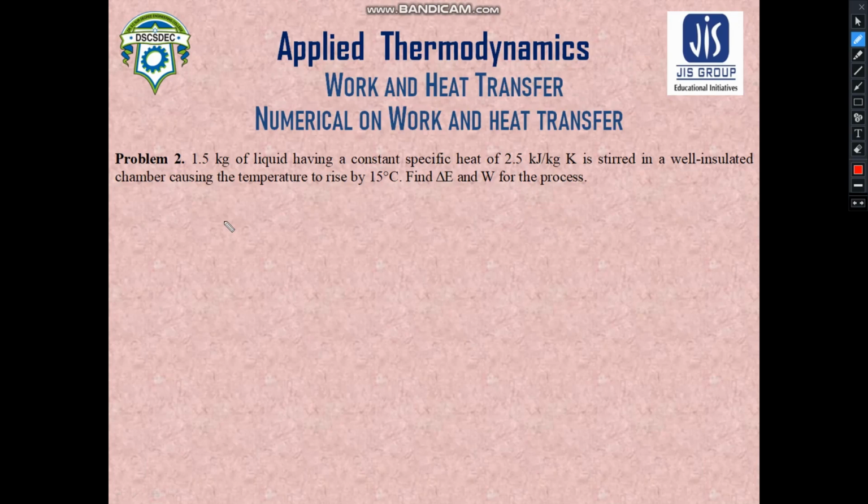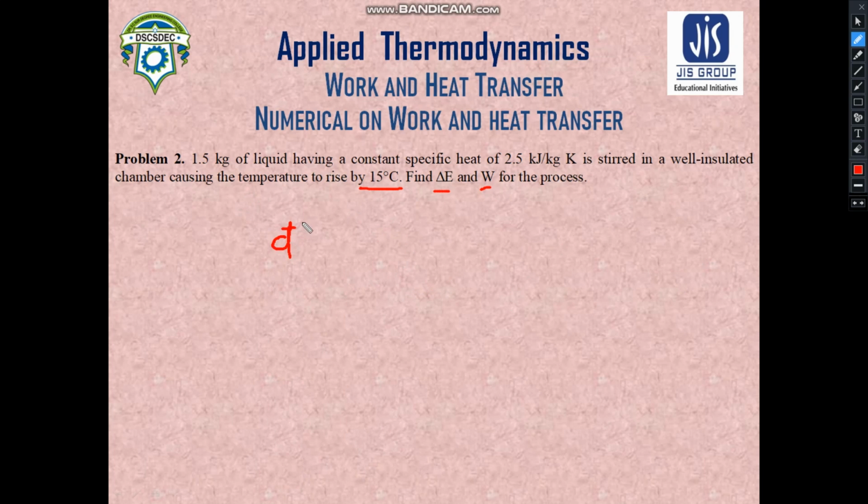1.5 kg of liquid having a constant specific heat of 2.5 kilojoule per kg Kelvin is stirred in a well insulated chamber, causing the temperature to rise by 15 degrees Celsius. Find the change of internal energy, which is referred here as delta E, and the work done for the process. Now this process is happening in a well insulated chamber.